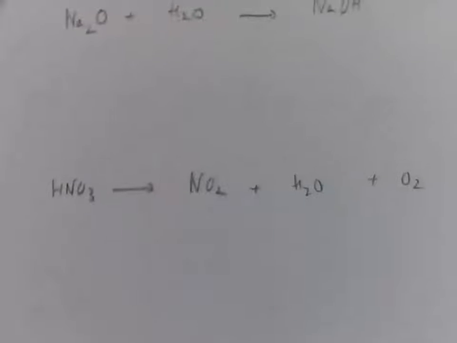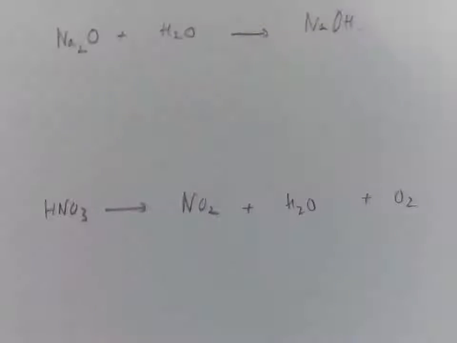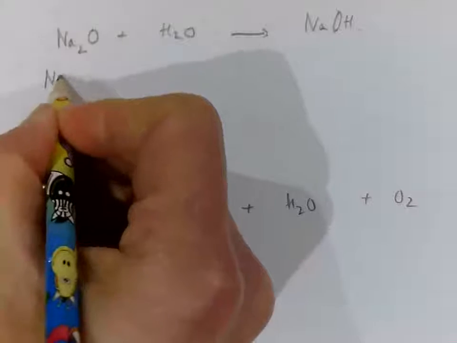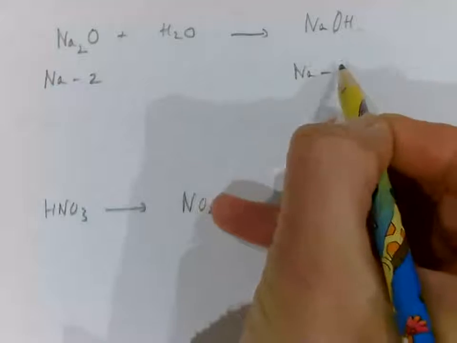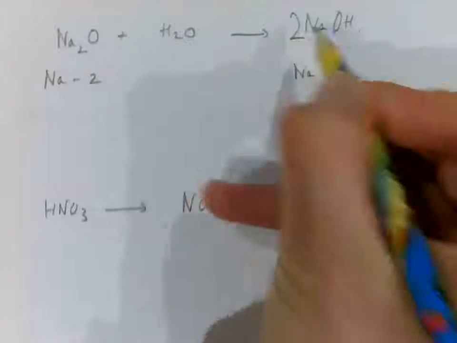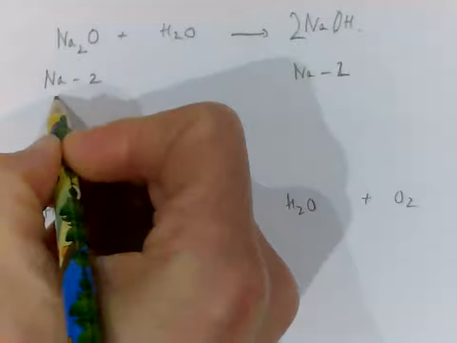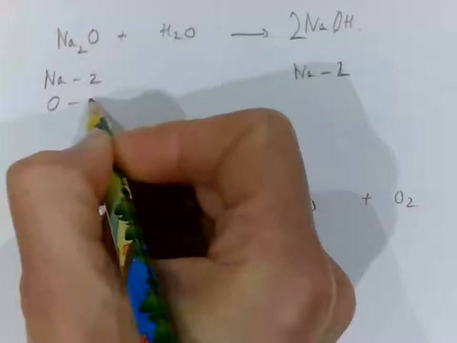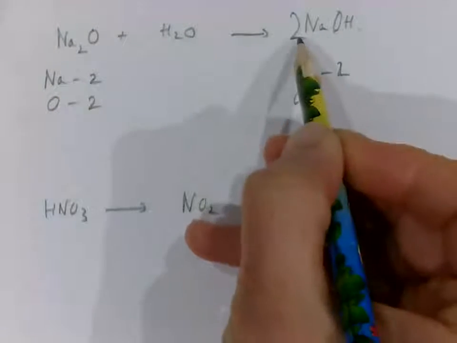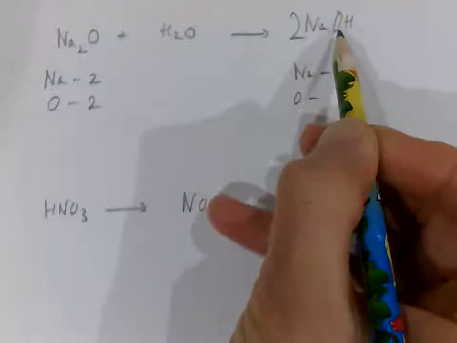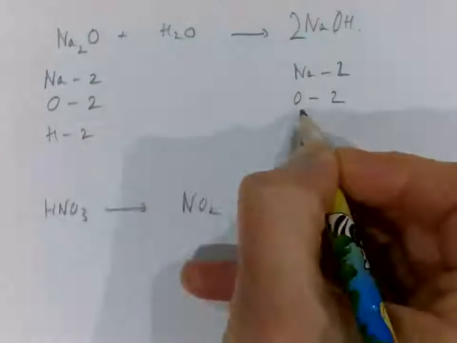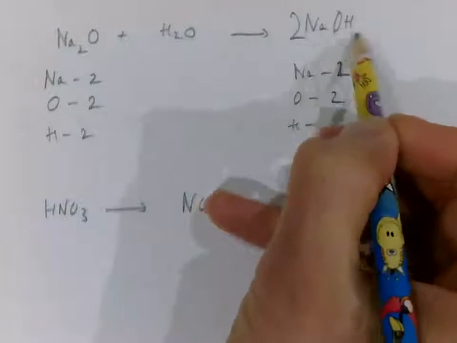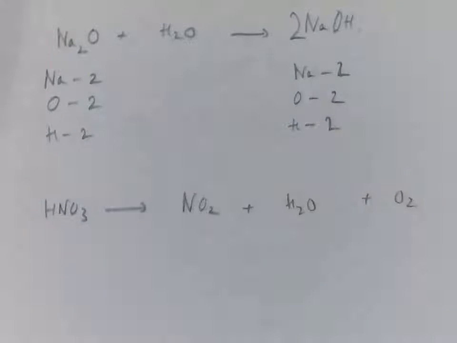Okay, next one. Right, sodium's on this side, I've got 2. Sodium's on this side, I've only got 1. So in order to have 2, I've got to put a 2 in front there. Oxygen's on this side, I've got 1 here and 1 here, so I've got 2 altogether. Oxygen's on this side, I've got 2 lots of the sodium hydroxide, and so I've got 2 oxygens there. Hydrogens, I've got 2 on this side. And hydrogens here, again, I've got 2 of these molecules, so I've got 2 hydrogens on this side. And my equation is balanced.